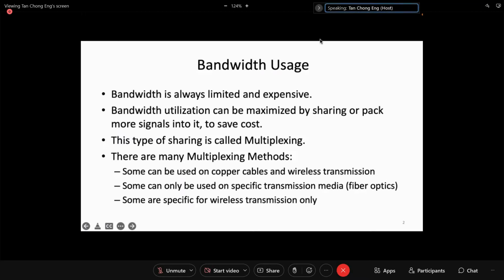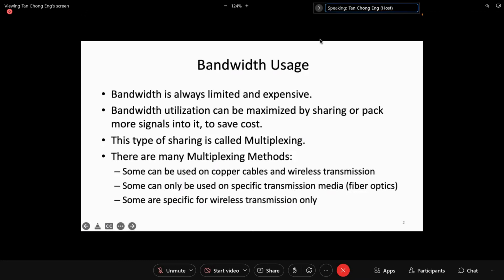Otherwise, you're going to get confused about this. Bandwidth initially is all about an analog signal traveling along a transmission media. Some transmission media can only deliver low frequency, for example the coaxial cable. Coaxial cable can probably only deliver up to 16 megahertz only.